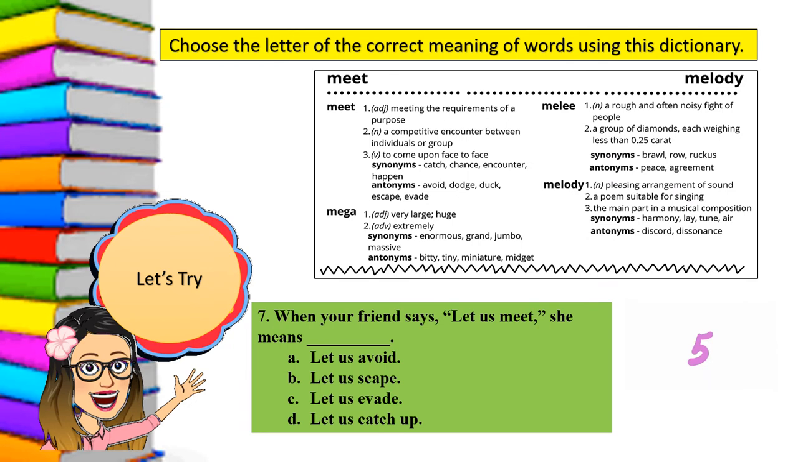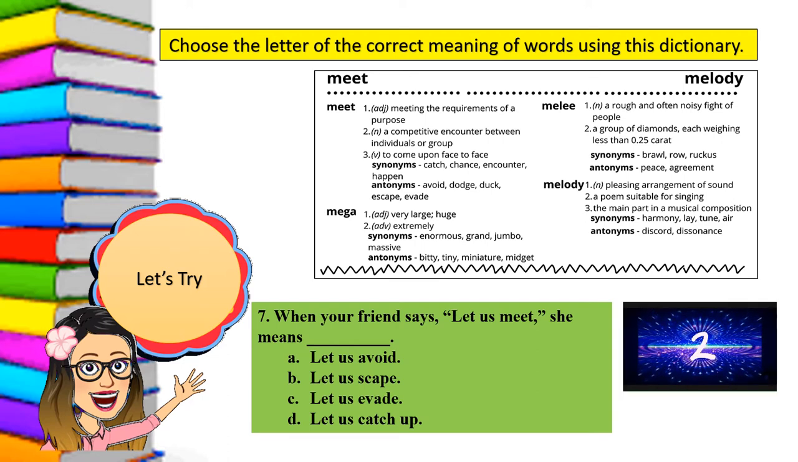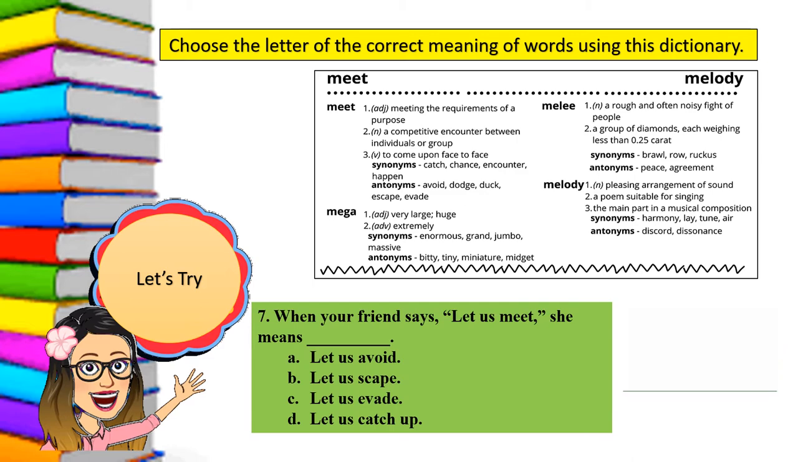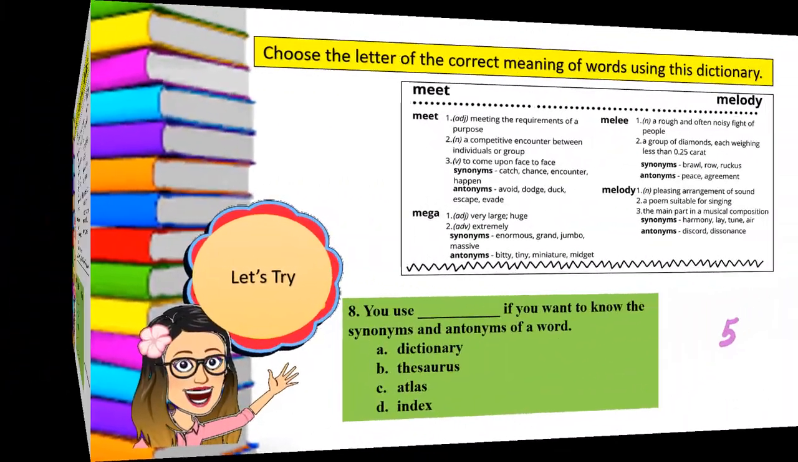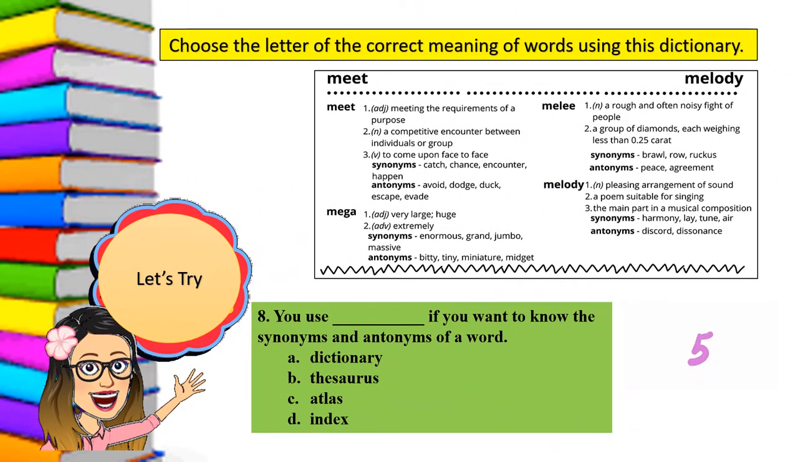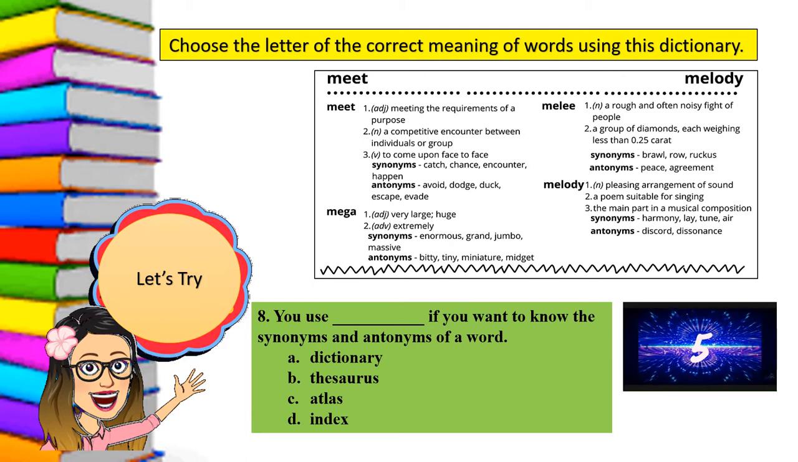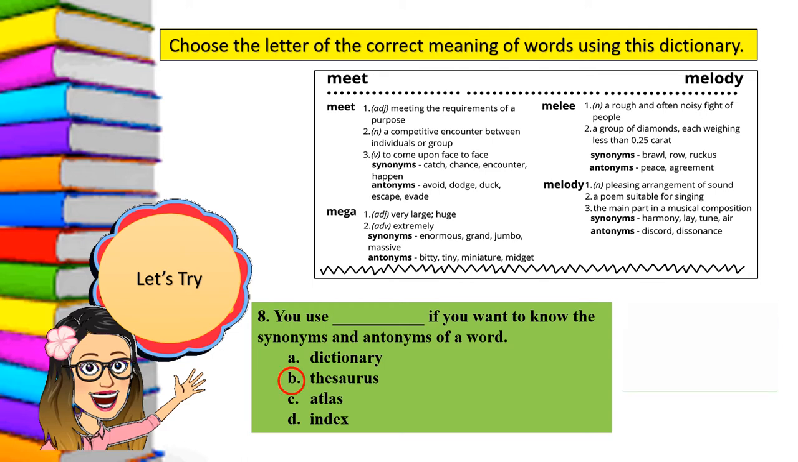7. When your friend says, let us meet, she means A. Let us avoid. B. Let us escape. C. Let us evade. D. Let us catch up. The answer is, let us catch up. Number 8. Use blank if you want to know the synonyms and antonyms of word. A. Dictionary. B. Thesaurus. C. Atlas. D. Index. The answer is Thesaurus.